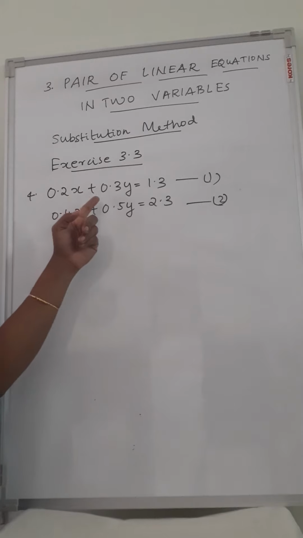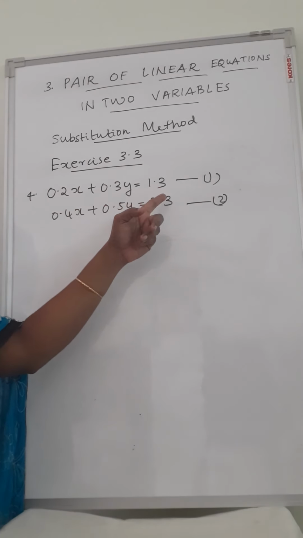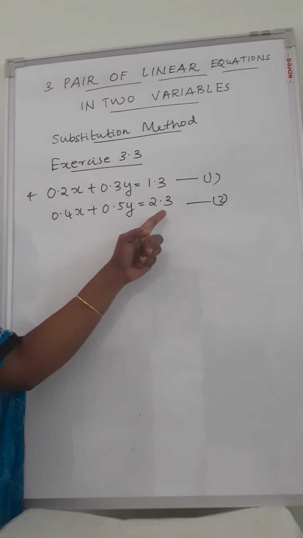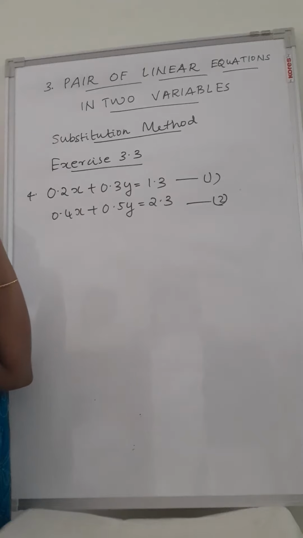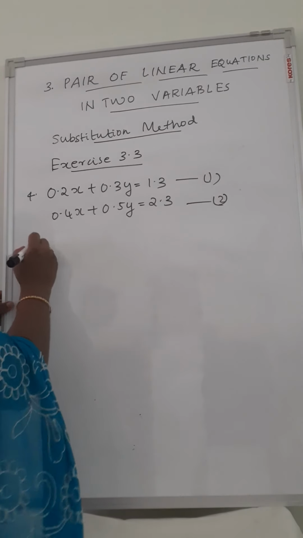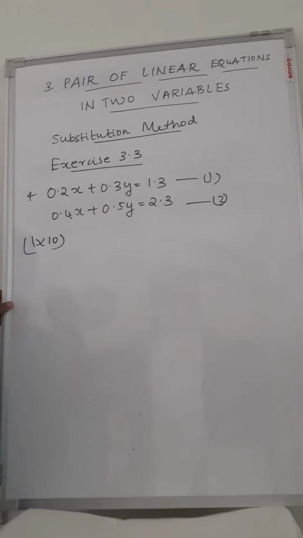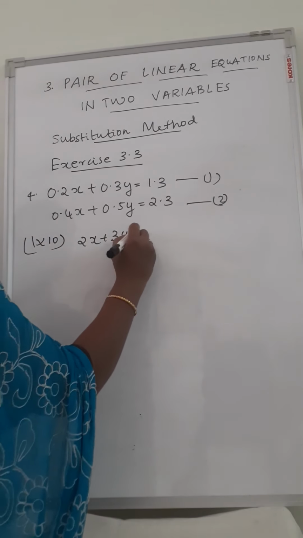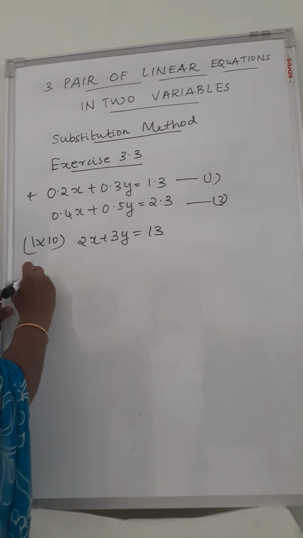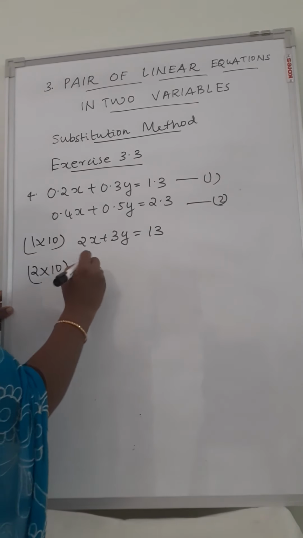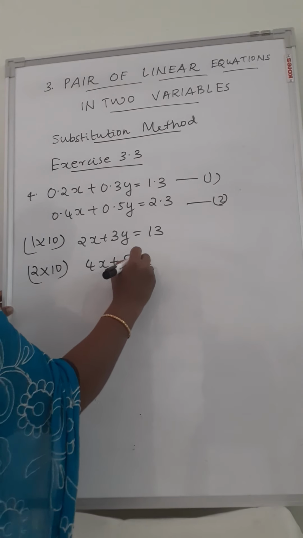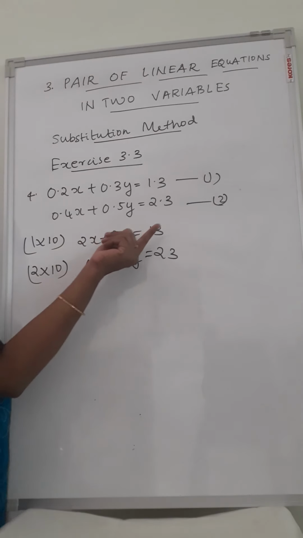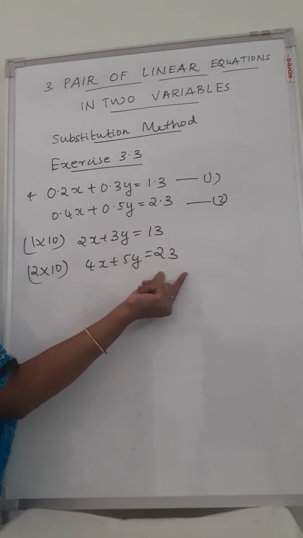That is 0.2x plus 0.3y is equal to 1.3 and 0.4x plus 0.5y is equal to 2.3. രണ്ട് ഇക്വേഷൻസും ഡെസിമൽ ആണ്. ഓക്കെ, നമുക്ക് ഫസ്റ്റ് ഇക്വേഷനെ 10 കൊണ്ട് മൾട്ടിപ്ലൈ ചെയ്യാം. Multiply the first equation by 10, then we get 2x plus 3y is equal to 13. And the second equation is also multiplied by 10, that is 4x plus 5y is equal to 23. Normal equation form, that is 2x plus 3y is equal to 13 and 4x plus 5y is equal to 23.